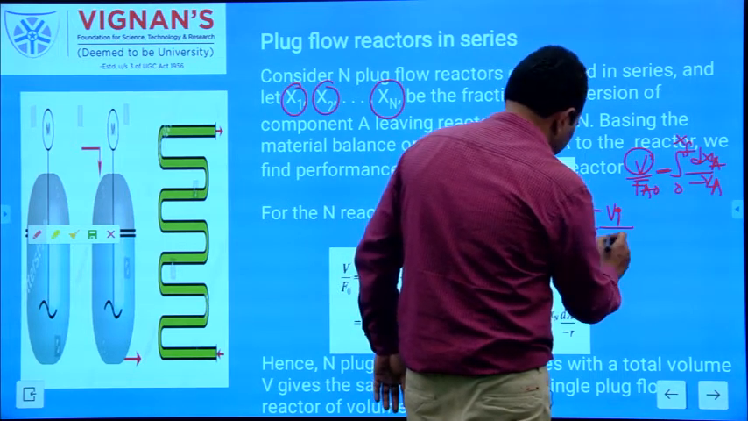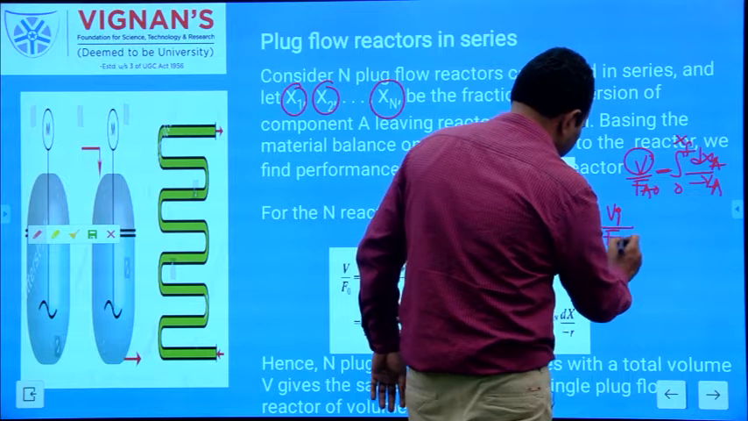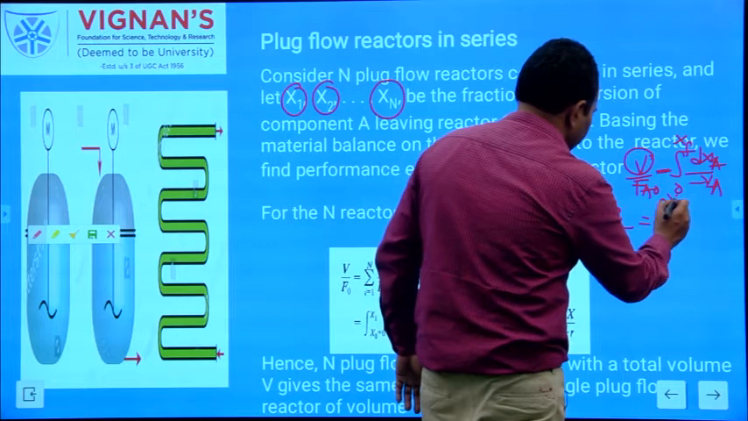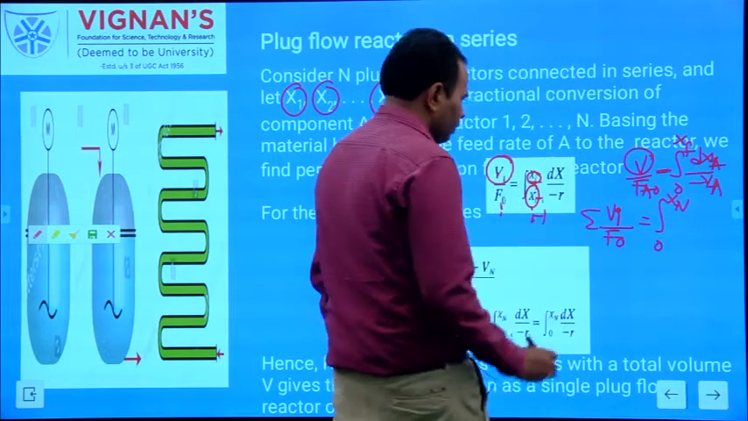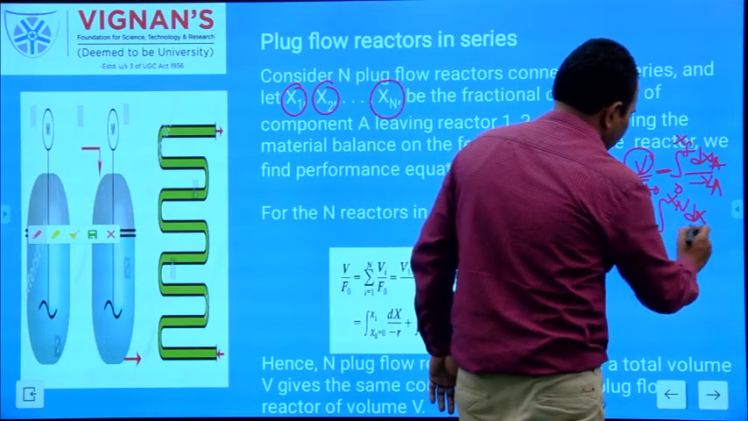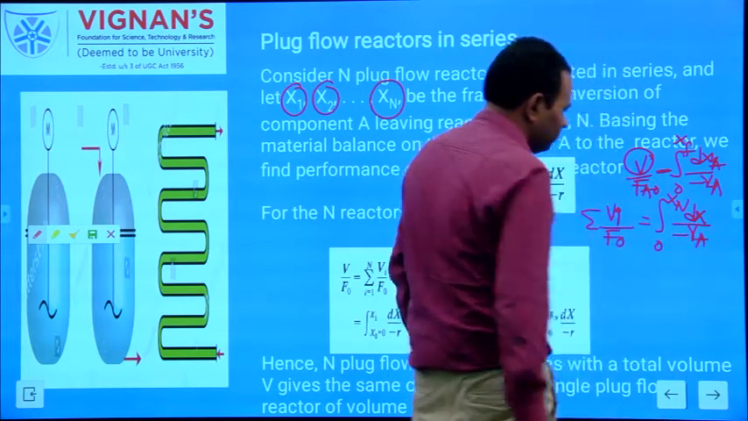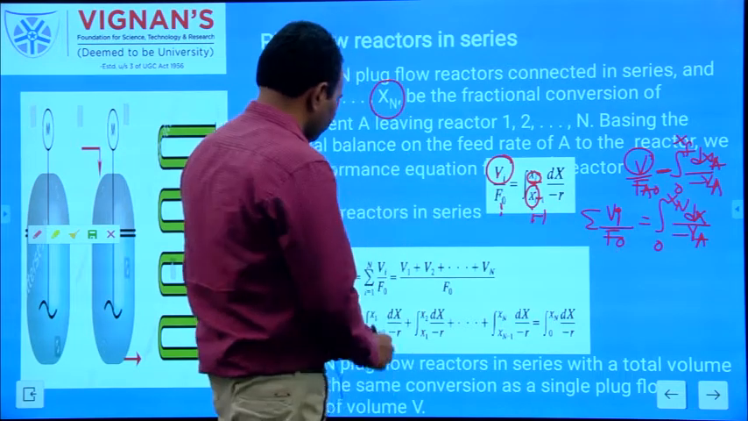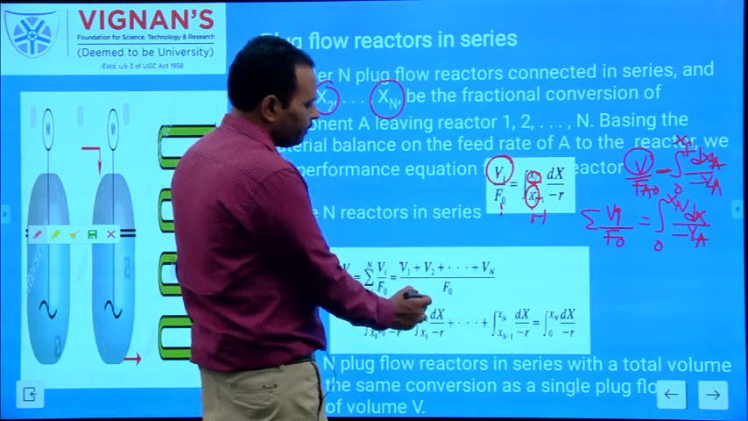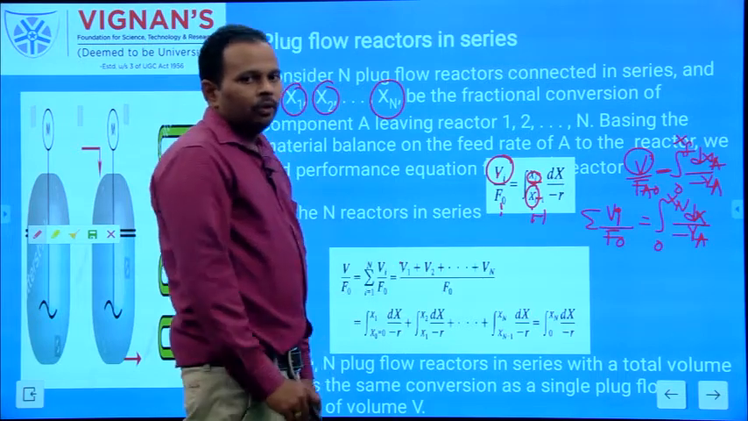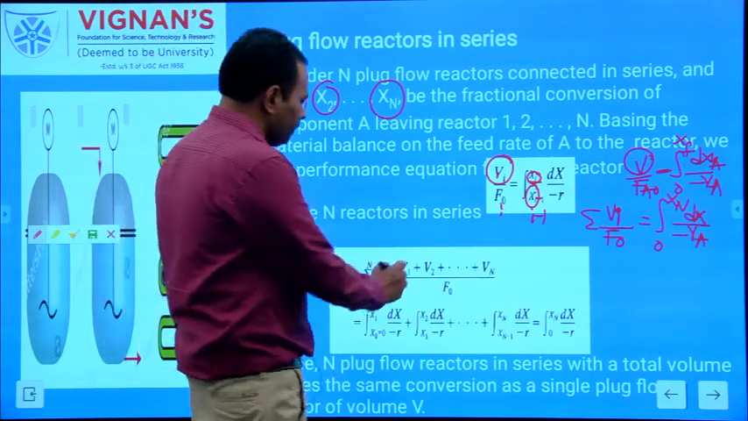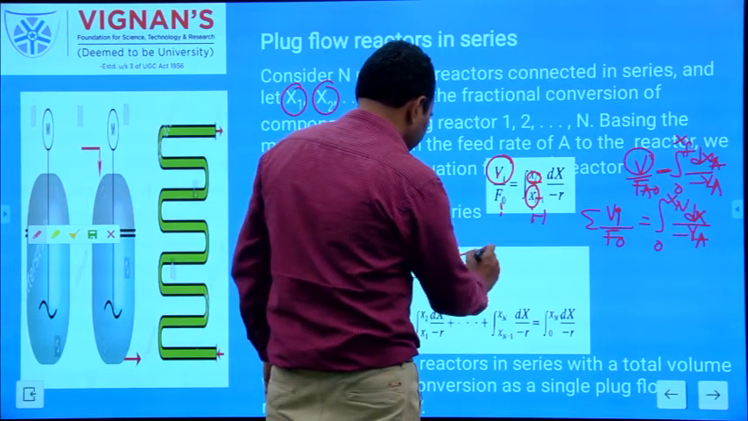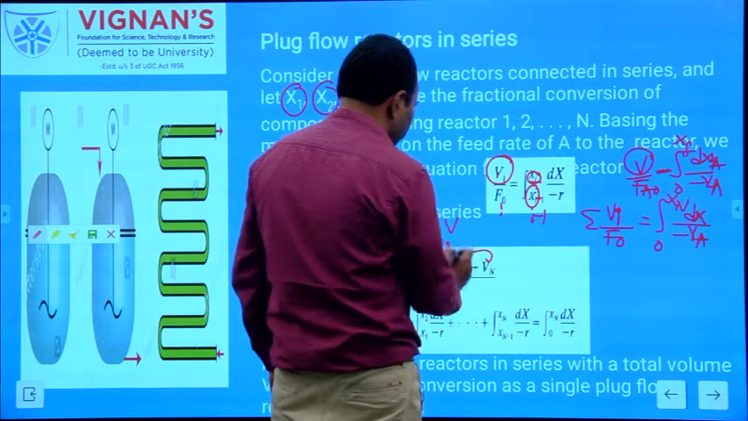Here, taking F naught as F naught, this is equal to the integral from 0 to Xn, where the first reactor starts at 0, of dX by minus RA, or minus R. This can be written as sigma Vi by F naught for n reactors. How can you write this as V1 by F naught plus V2 by F naught and so on up to Vn by F naught? When you take F naught common, V1 plus V2 plus Vn gives the final V, the total volume of the reactors.